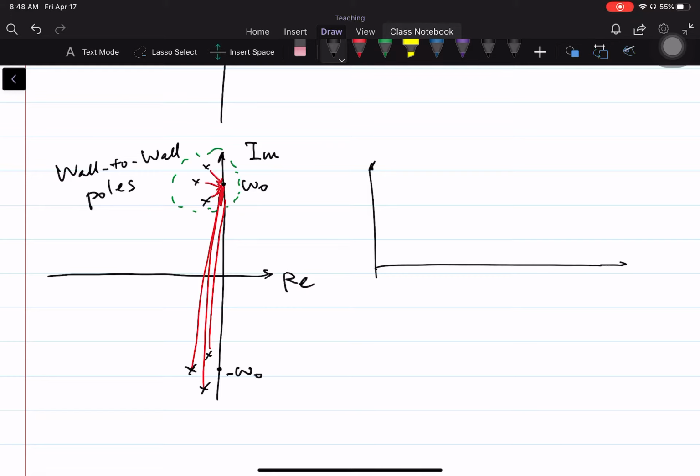And by putting everything into calculation, we'll be able to find out that the magnitude response function will behave in this manner. It reaches the maximum at omega equal to omega naught and becomes smaller when you move the frequency away from there. And the more poles you place, the thinner this curve will become. This is a way to design a bandpass filter using this wall-to-wall pole arrangement.